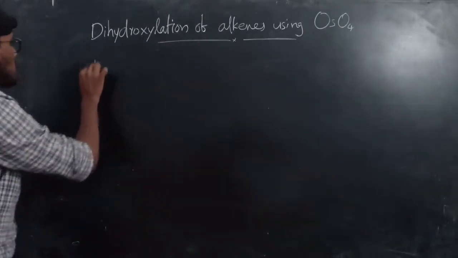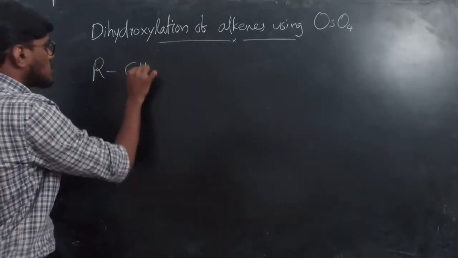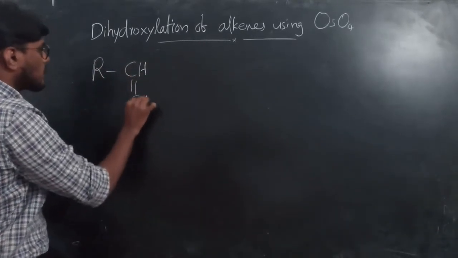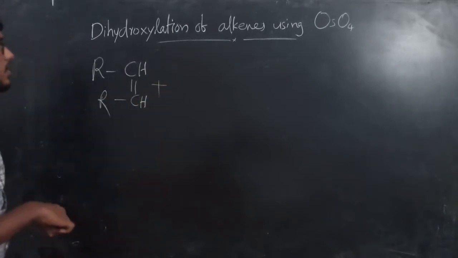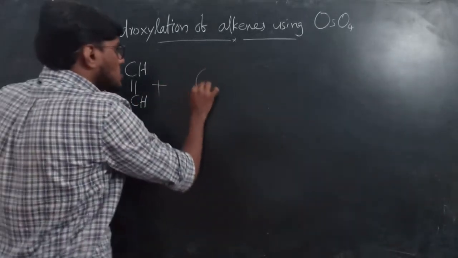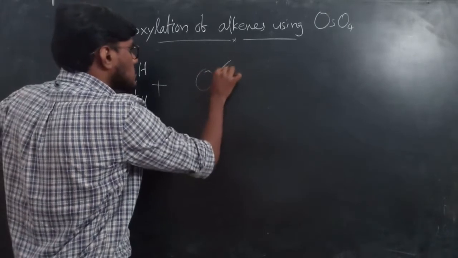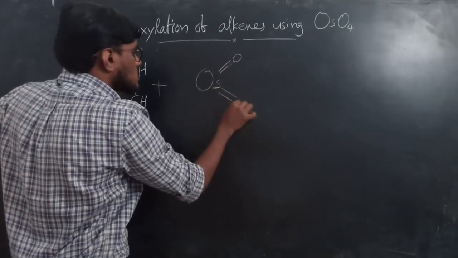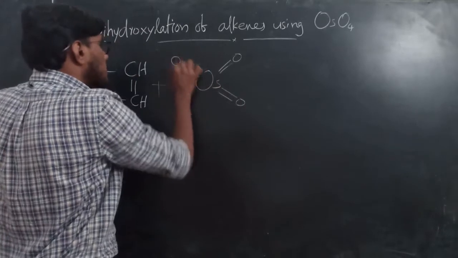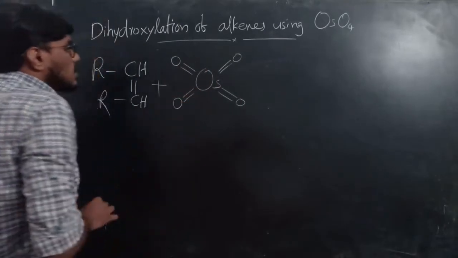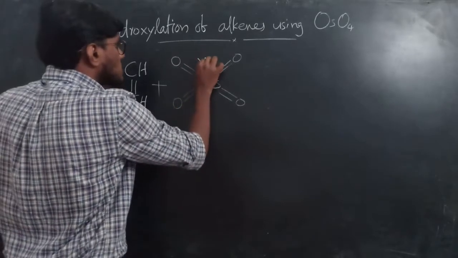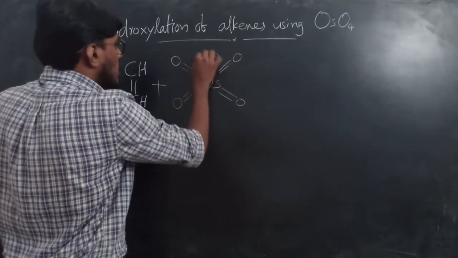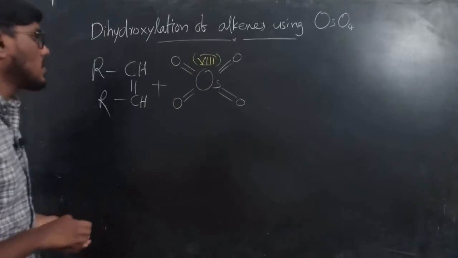This is the example, RCH=CHR. This alkene reacts with osmium tetroxide. This is osmium tetroxide. In osmium tetroxide, the oxidation state of osmium is 8. This is the highly oxidized state.